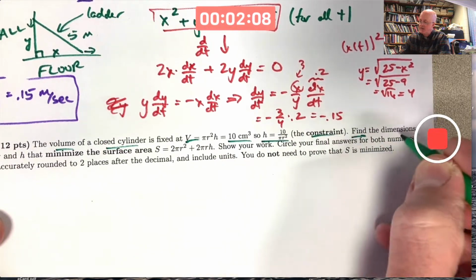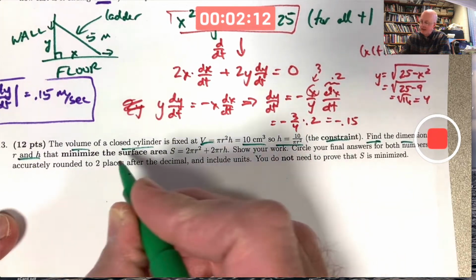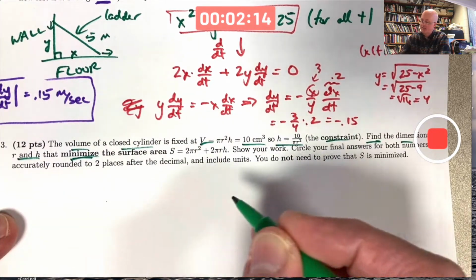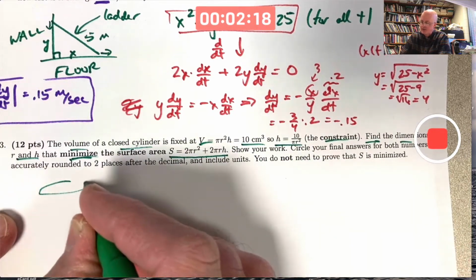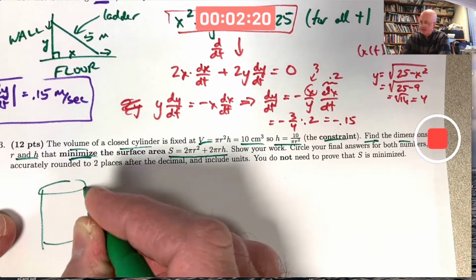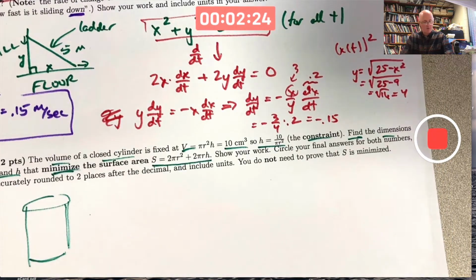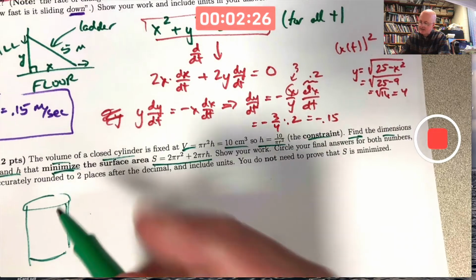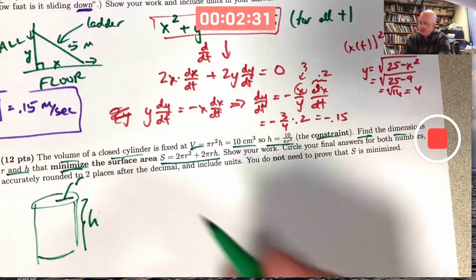The goal is to find the dimensions of r and h, the radius and the height, that minimize, make as small as possible, the surface area, which is given by this quantity. Let's draw a picture quick just to see that that makes sense. So a cylinder is this kind of shape here, like a can. It's got a certain height, h, and a certain radius, r.